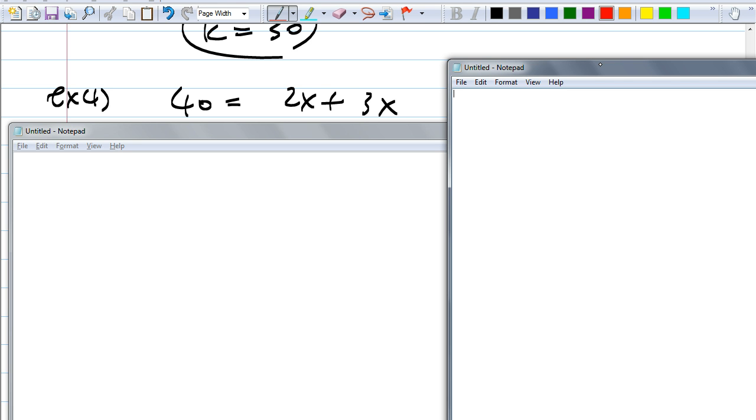40 equals 2x plus 3x. Okay. This one looks a little bit different also, doesn't it? 40 equals 2x plus 3x.